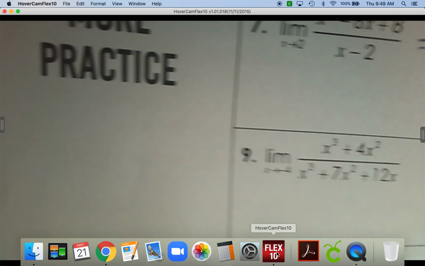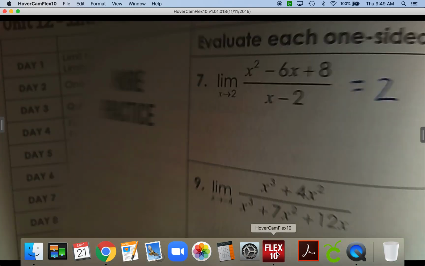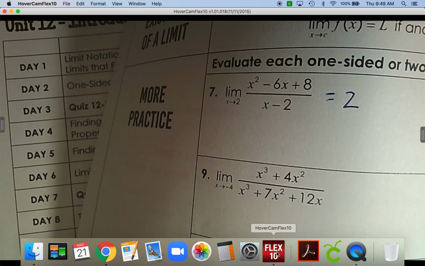So in number 7, notice the limit notation. There's no little plus sign or little negative sign. So that's just a two-sided or a standard limit.